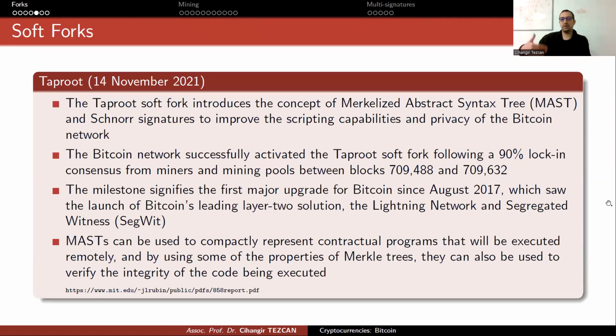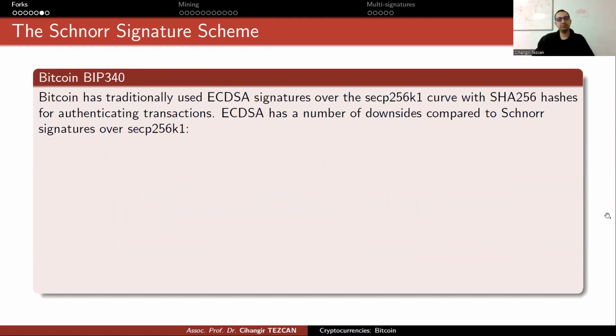Again, these new abilities are slowly understood and then used in practice. So let's look at the Schnorr signature scheme, which became effective after the Taproot. So let's briefly look at this Bitcoin BIP 340.